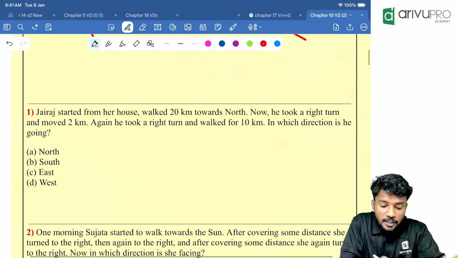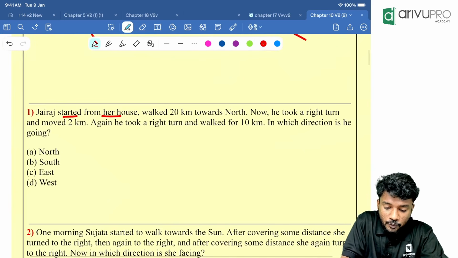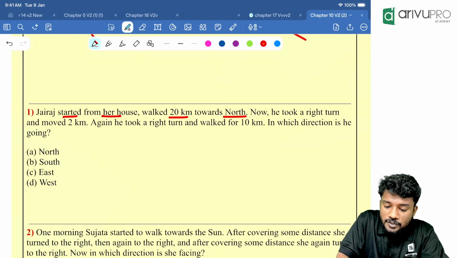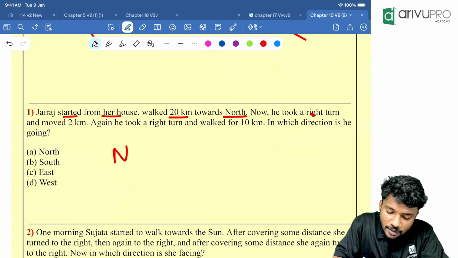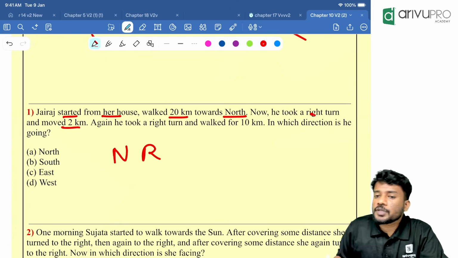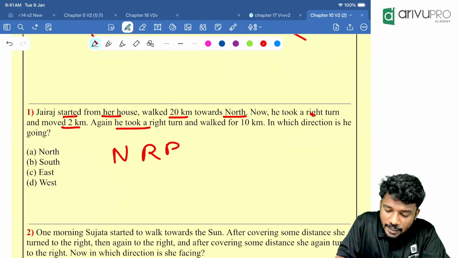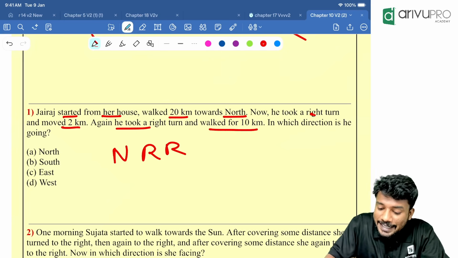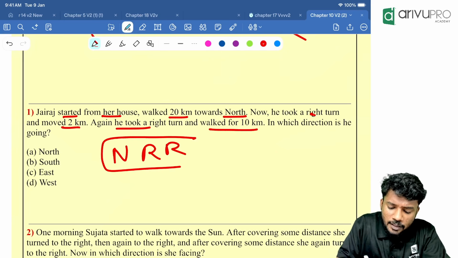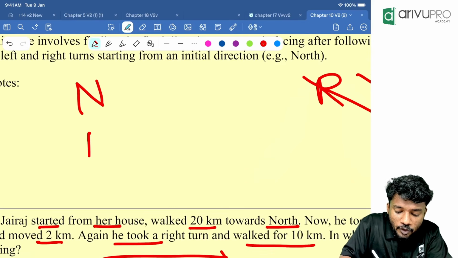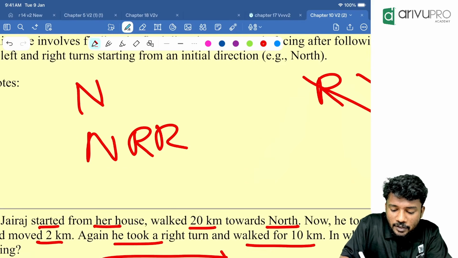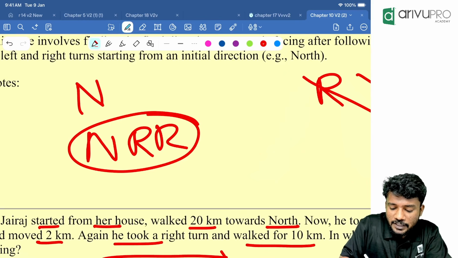Look here. Jairaj started from his house, walked 20 km towards north. Initial direction is what? North. He took a right turn and moved 2 km. Then he took a right turn and walked for 10 km. So it is coming to be north, right, right. Okay, people, I'll teach you something. North, right, right will always become the opposite of the given direction. That will become what? South.